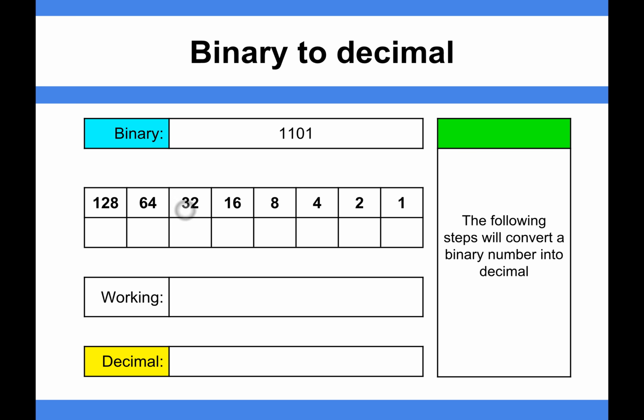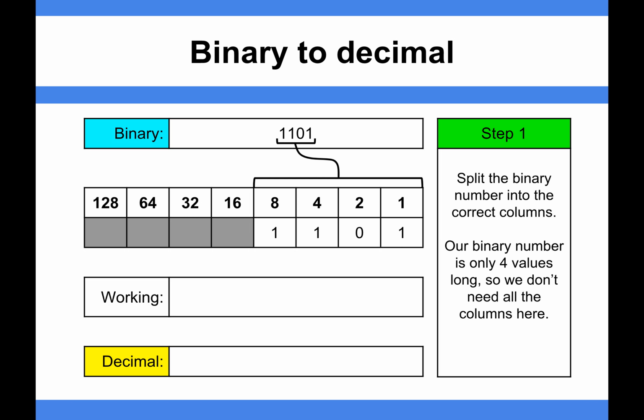I've stopped at 128 because often in computer science you work with 8-bit numbers, which means there's eight ones or zeros next to each other. Okay, it's known as a byte of data, but that's by the by. So anyway, the first step is we would write our number in the correct placeholders. So 1101, we know that the one on the right is worth one, the zero is two, that one is four, and that one is eight.